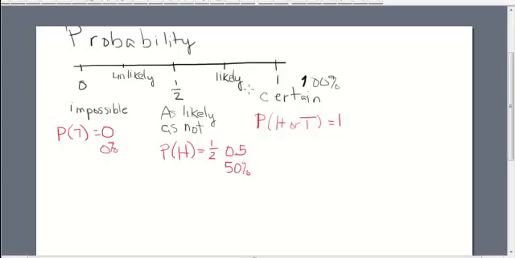On the likely spectrum, the closer we get to 1, the more likely it is to happen. The closer to 1/2, well then, not quite as much. So, probability can be expressed as a fraction, decimal, or percent, and it tells us how likely it is for something to happen.